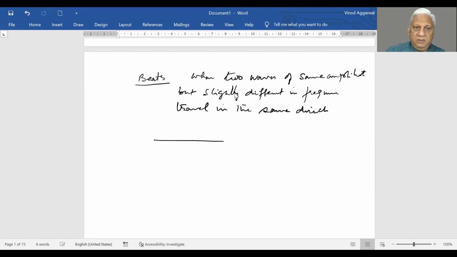For example, this is one wave. The second wave is also traveling, but with a slight frequency difference. In such a case, what you hear is the sound that I produced before, a waxing and waning sound, which is called beats.